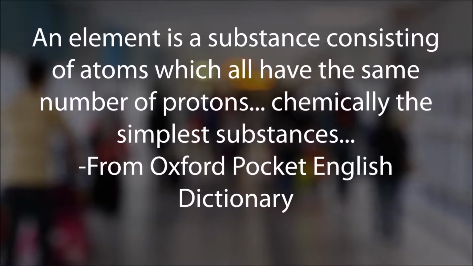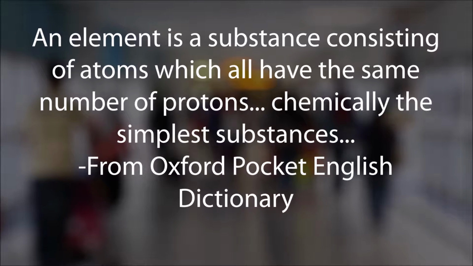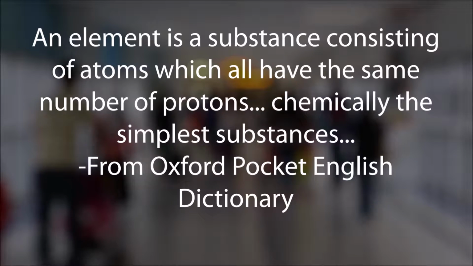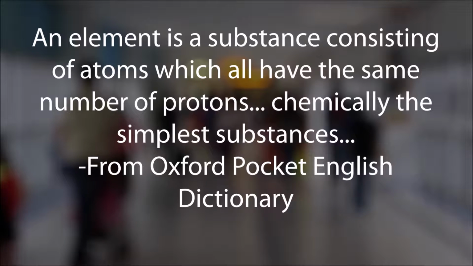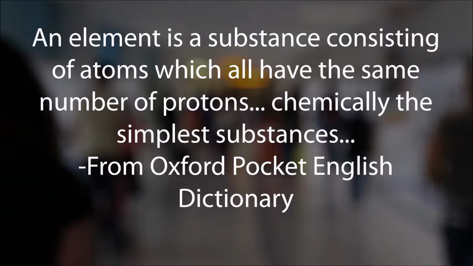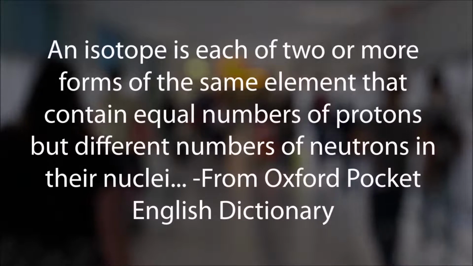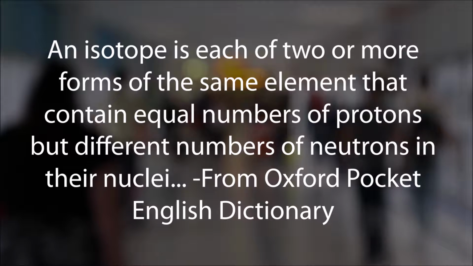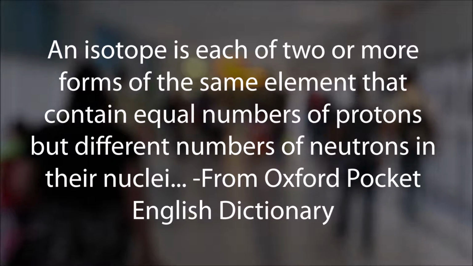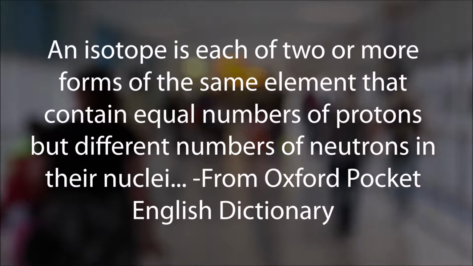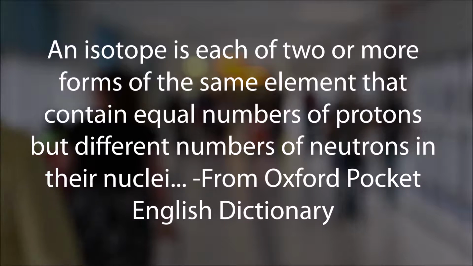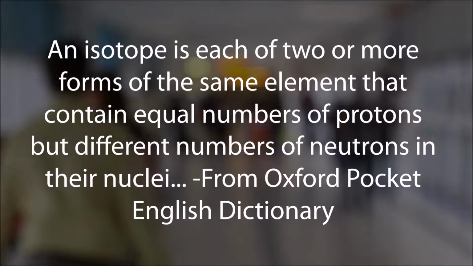An element is a substance consisting of atoms which all have the same number of protons, i.e., the same atomic number. Elements are chemically the simplest substances and hence cannot be broken down using chemical methods. Isotopes. Isotopes are defined as each of two or more forms of the same element that contain equal numbers of protons but different numbers of neutrons in their nuclei, and hence differ in relative atomic mass but not in chemical properties, in particular, a radioactive form of an element.